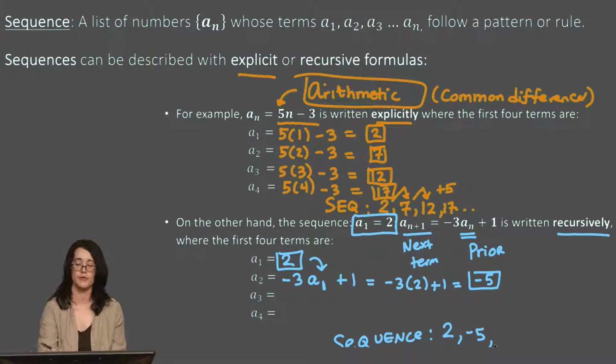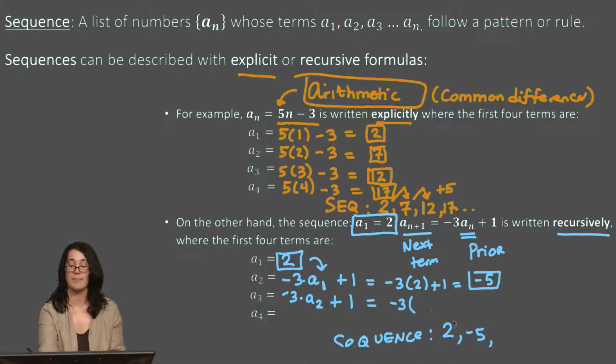What about the third term? Well, the recursive definition again tells you how to get to the next term from the prior one. So we would take negative 3 times our previous term, which in this case was the second term, and then we'd add 1. But that's negative 3 times the prior term of negative 5 and add 1, which is 15 plus 1 or 16.